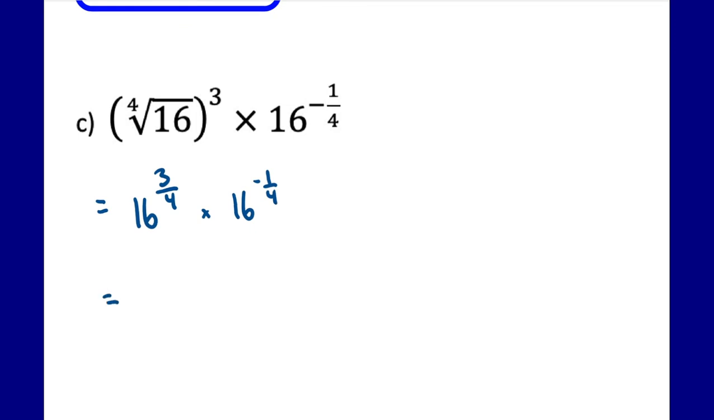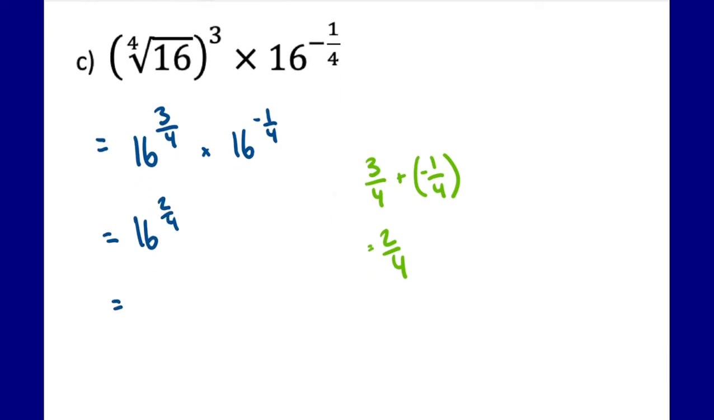Multiplying powers with the same base, I add. Nothing special here because they already have the same base. So 3/4 plus a negative 1/4 is equal to 2/4. So I get 16 to the power of 2 over 4. I can simplify that fraction, 16 to the power of a half, which I could reduce to the square root of 16 in radical form if I needed to.